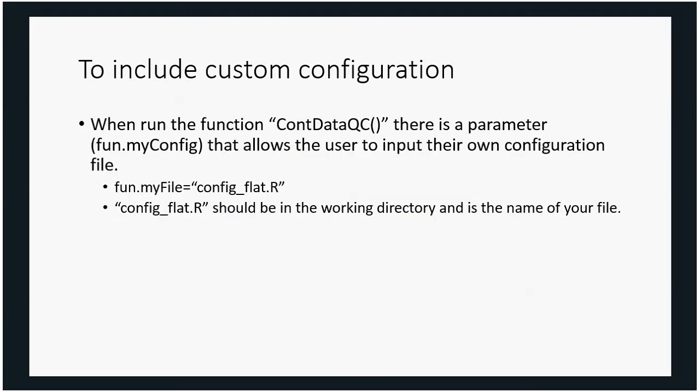So to include the custom configuration file when you run, there is a parameter fun.myconfig that typically you leave blank and it uses the defaults, but if you change it to a file name that's in the working directory, or if you include the full path to the file, it'll pull it in.